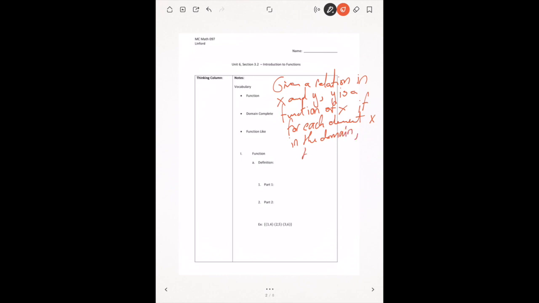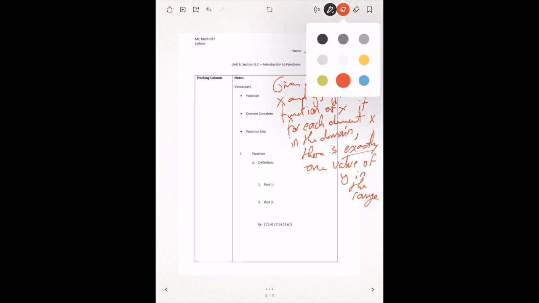For a function, given a relation in x and y, y is a function of x if for each element x in the domain, there is exactly one value of y in the range.